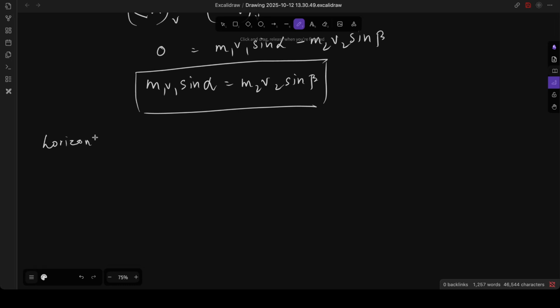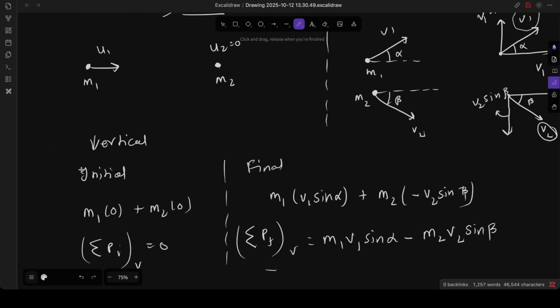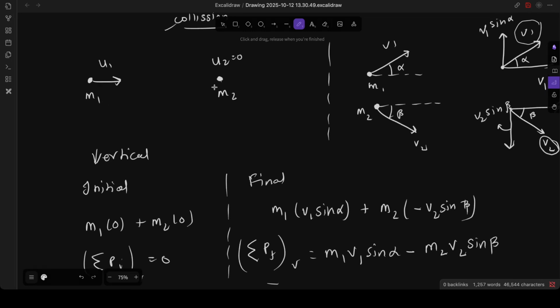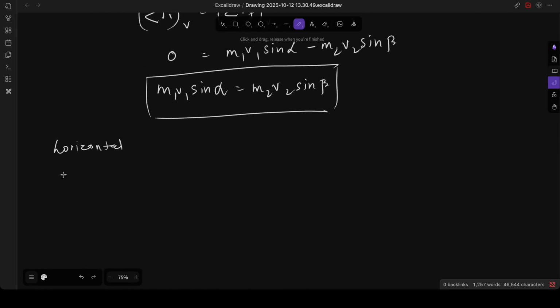Now the thing that we did in vertical, we're going to do the same thing in horizontal. We see m1 u1 and m2 0. There is m1 times u1 plus m2 times 0. That gives me the sum of initial momentum in the horizontal component, which will be equal to m1 times u1. This is my initial.